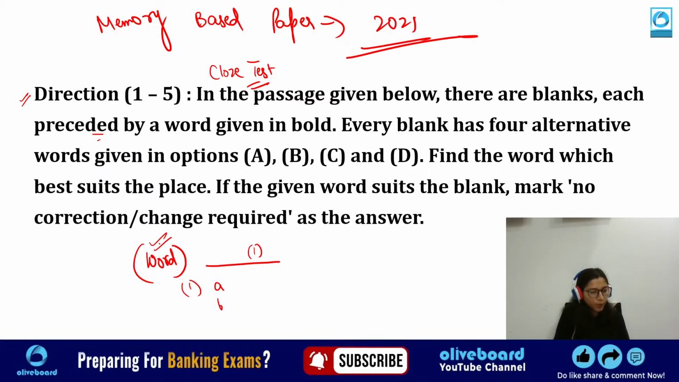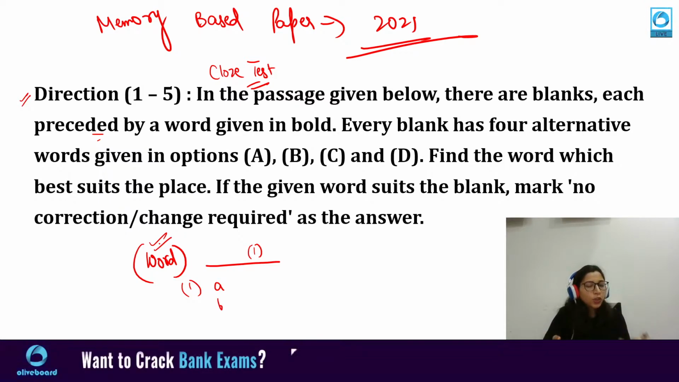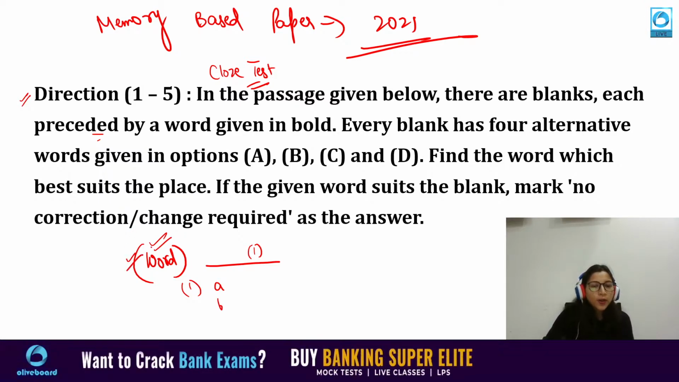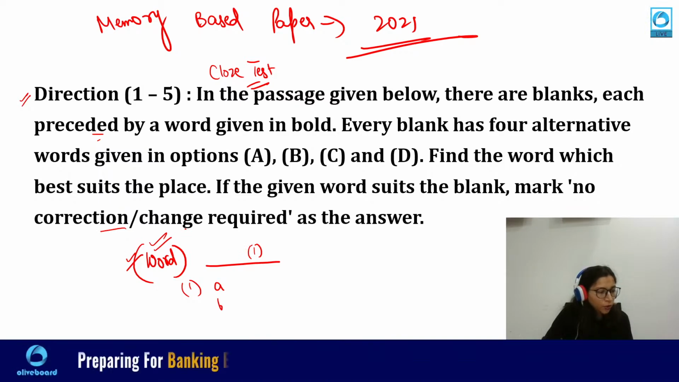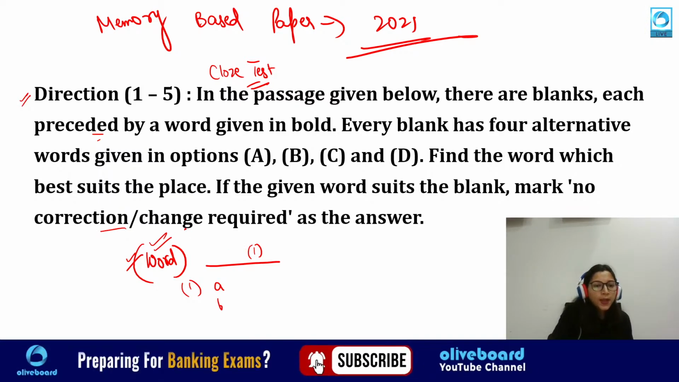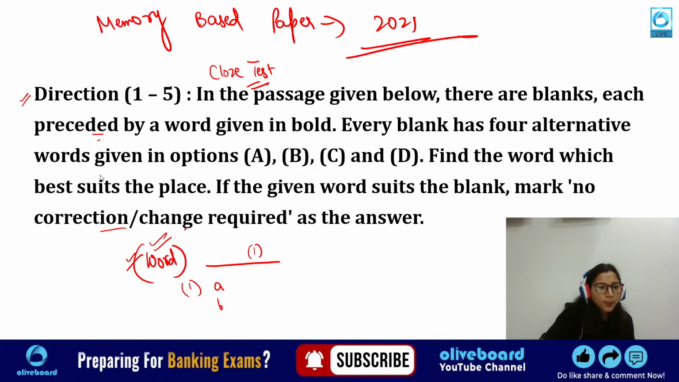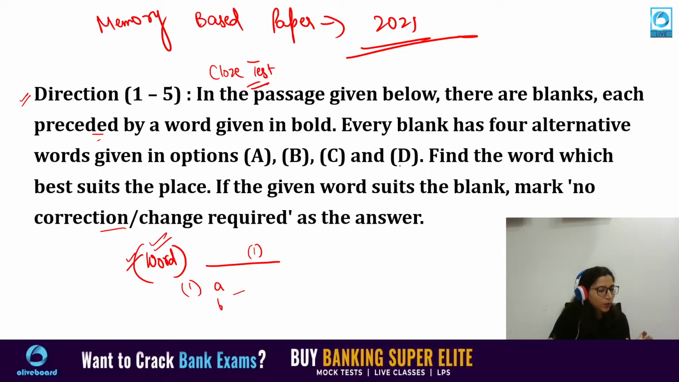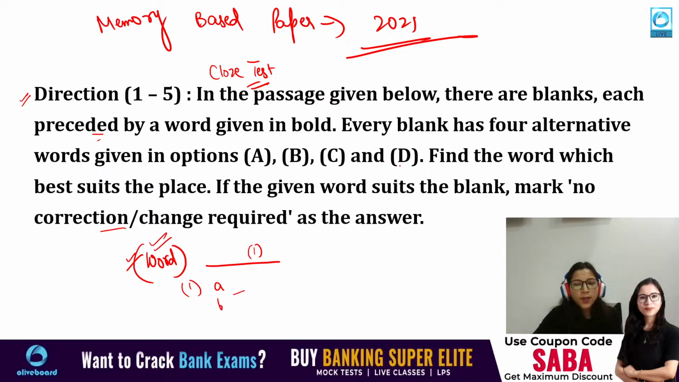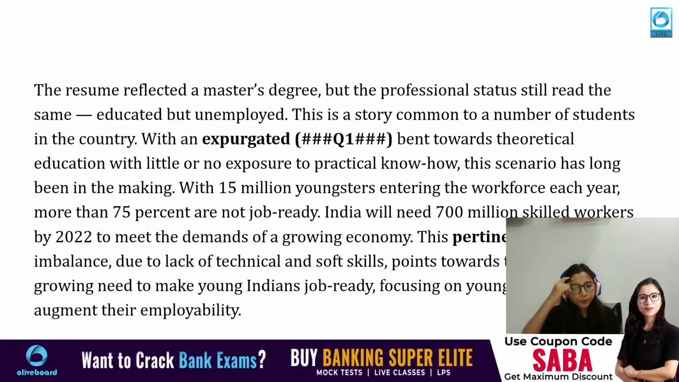Now see, direction is clear to everyone. It is a vocab-based closed test. You have to see whether this suggested word will fit this blank or not. If this suggested word is correct, then you have to write no correction or change required. You have to mark that option fit. But if that word needs replacement, if that doesn't fit, then out of these 4 given options, A, B, C, D, you have to choose the most appropriate one. Correct? Let's start. See the passage.